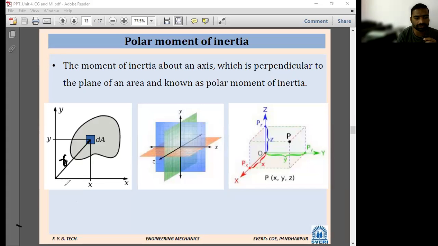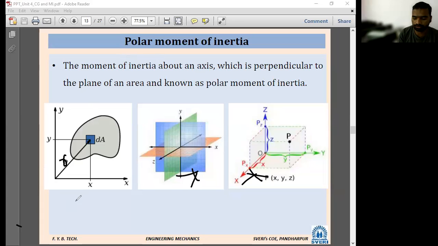Only draw this figure, first figure only. Okay, don't draw second and third. Don't draw this. First one.